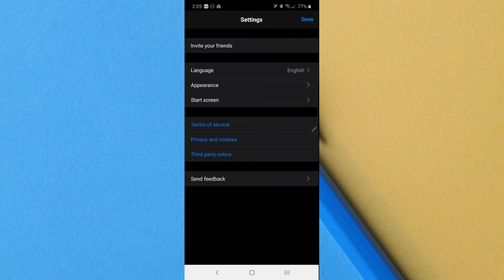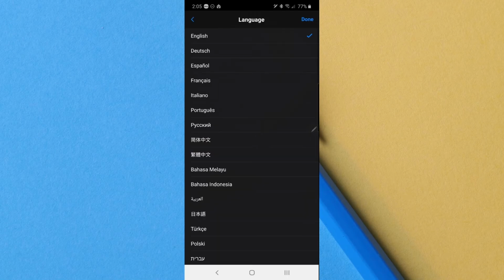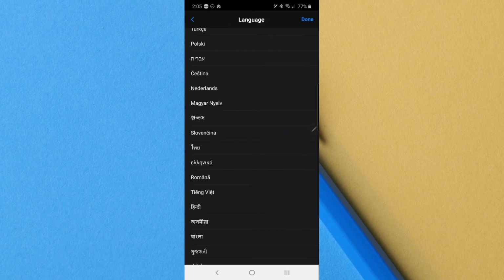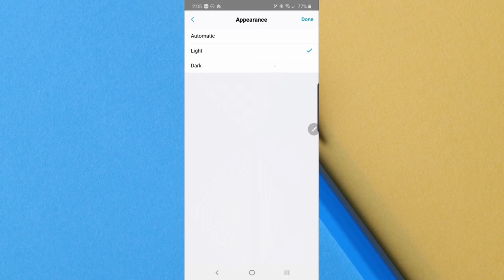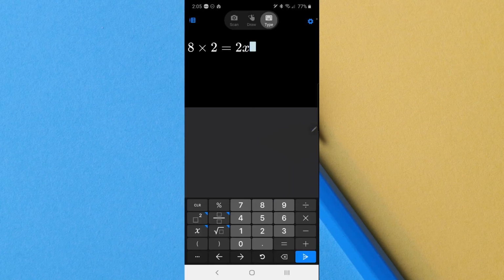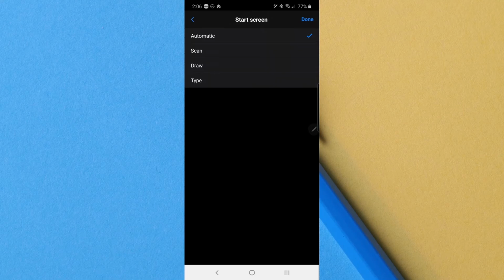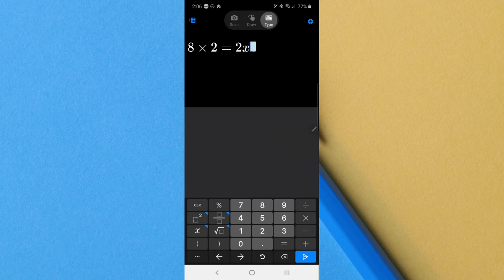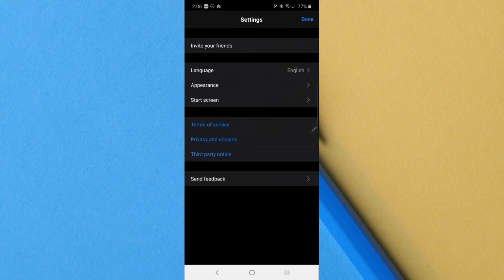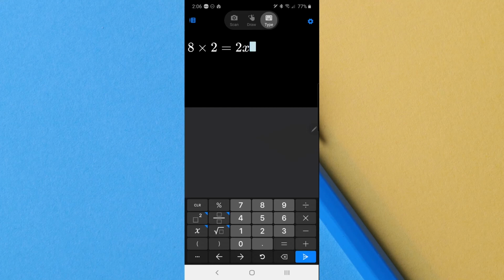And on the right, you saw I clicked settings, and you can change the language. They have a ton of language choices because it is Microsoft. They have a light theme and a dark theme. I like dark, so I'll keep that. You've got a start screen setting, so you can set whether you want the start screen to be scan, draw, or type, which are all the things that I showed you. I'm just going to pick automatic, which means it'll probably just leave it at the last thing that I did. Going back to settings, you have the terms of service and all the privacy things that you want to see. Yeah, it's a straightforward application.